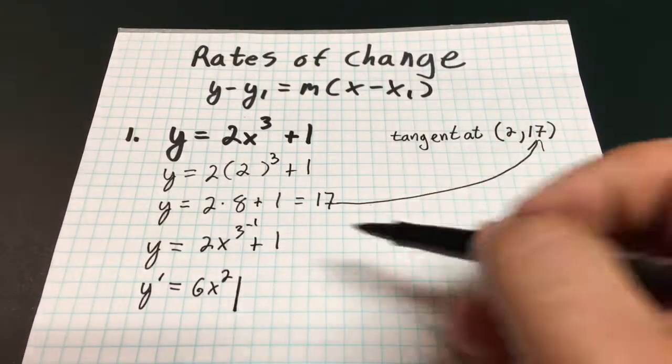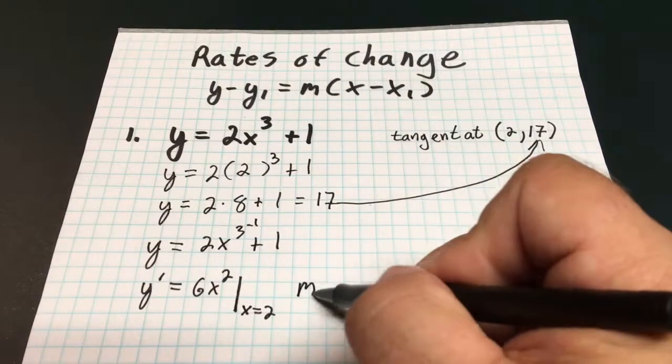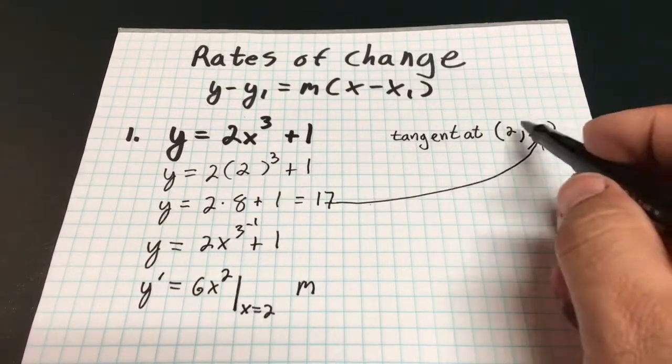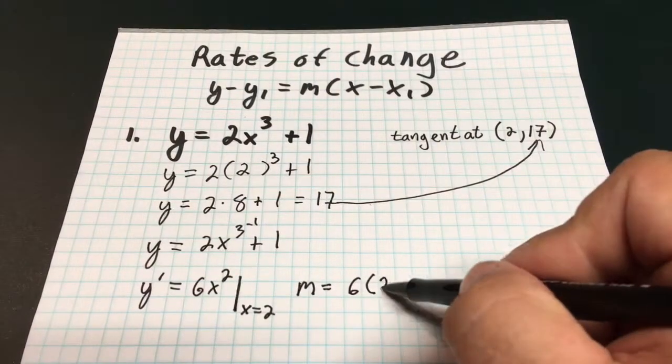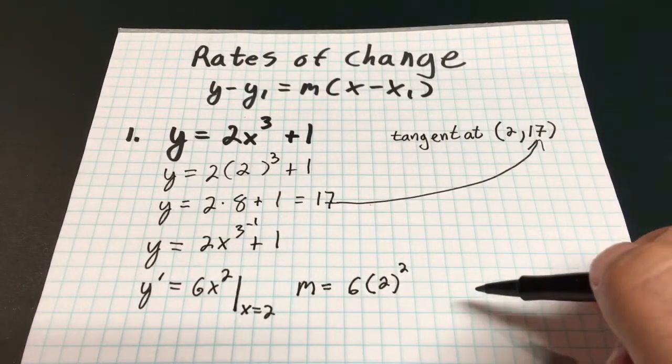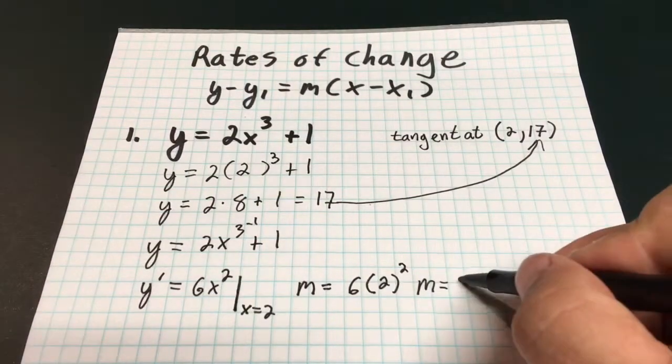Now I want to evaluate that derivative at x equals 2. And what that will give me is the slope of the tangent line at that point. So the slope is going to equal 6 times that value, 2 squared. So in this case, my slope is going to equal 4 times 6. My slope is going to equal 24.